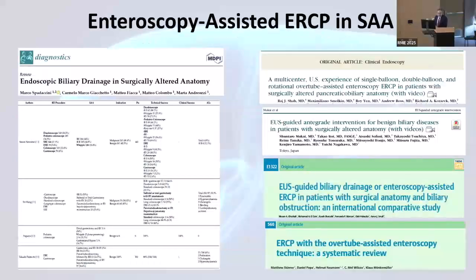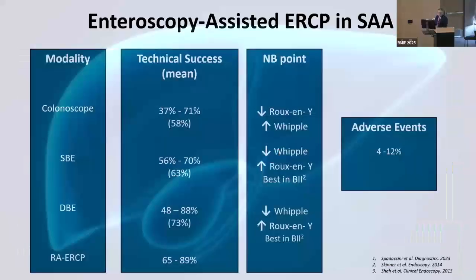There is some data on this topic. Keep in mind, the sample sizes are often quite small and the vast majority of data is retrospective, but we do have some data on this. So I'm just going to try to summarize it. If you look at the enteroscopy-assisted approaches, regardless of the underlying modality, more or less, the technical success rate is going to be in the region of 60 to 70%. And that might differ slightly depending on the underlying altered anatomy or the surgical procedure.